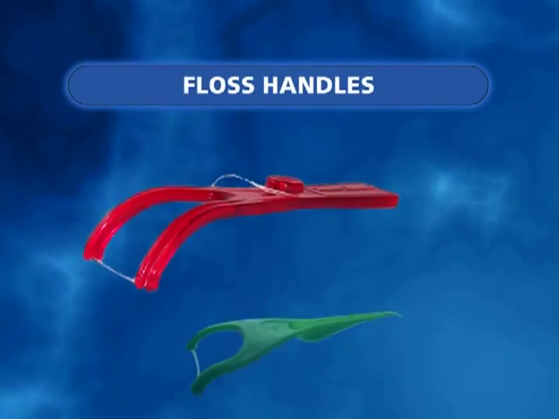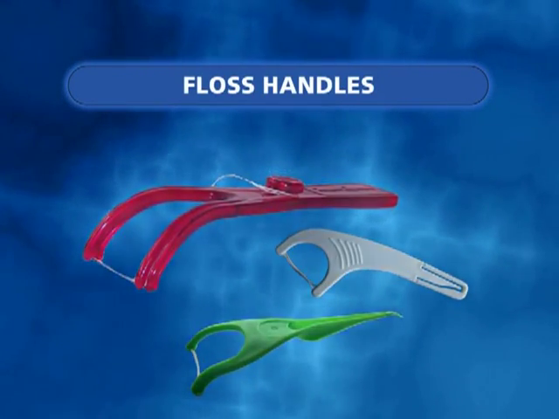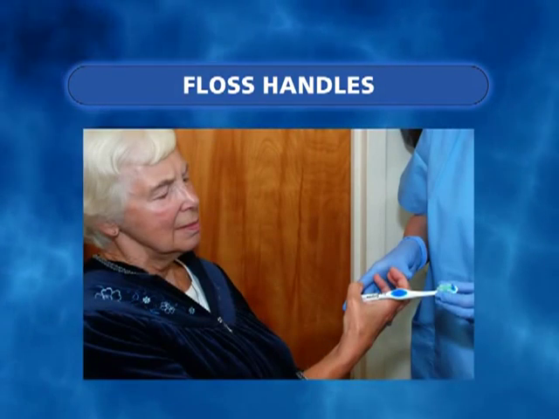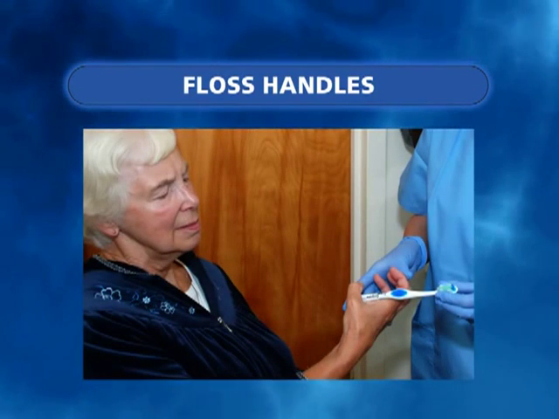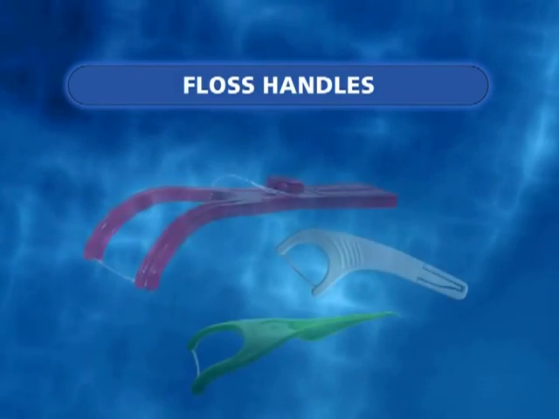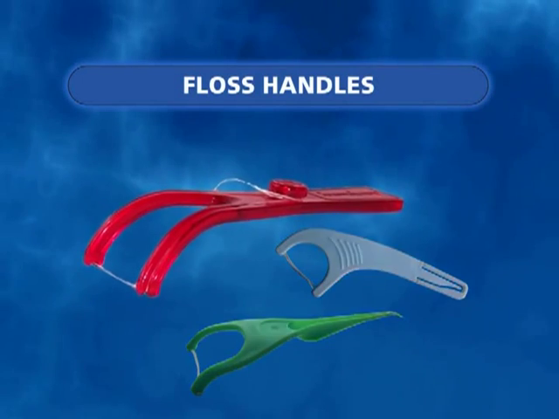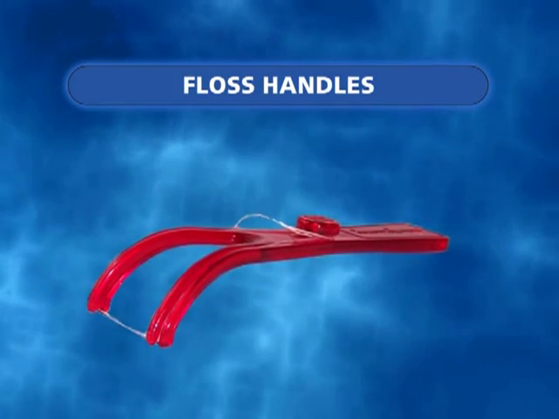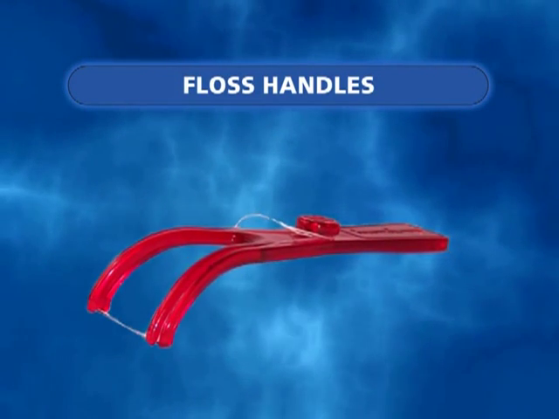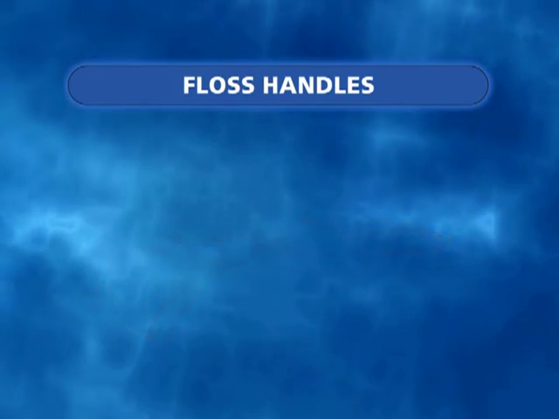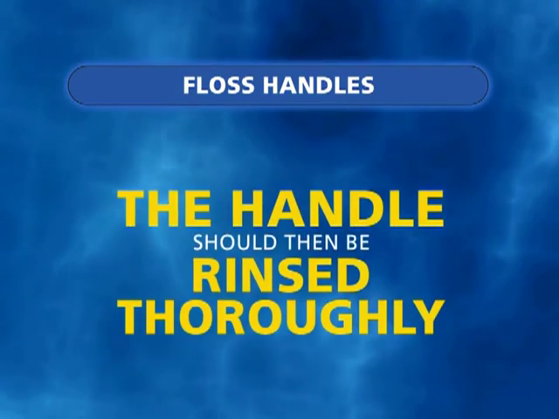Floss handles come in different shapes and sizes. They can be used with residents that have limited dexterity and can be used with only one hand. All have some type of handle with floss attached. There are floss handles where only the floss is removed and discarded after use. The handle should then be rinsed thoroughly.